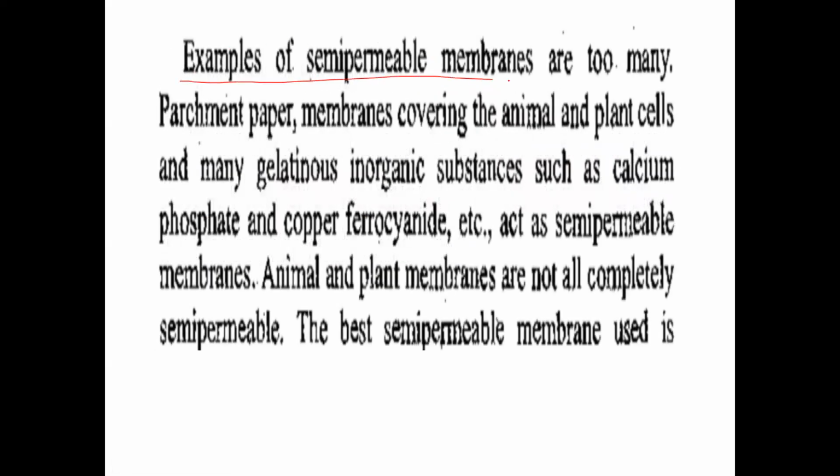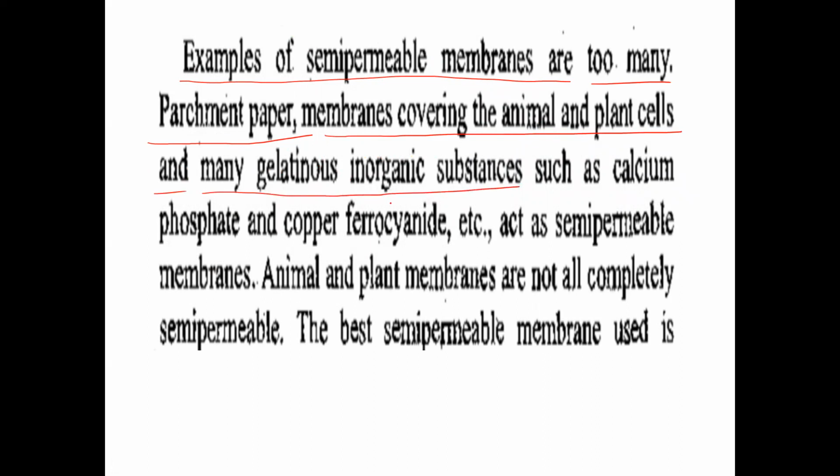There are many examples of semi-permeable membranes; natural ones are available, and artificial ones also. The parchment paper, the parchment filter paper. Next, membranes covering animal and plant cells. Each animal cell and plant cell is covered by a membrane. That membrane acts as a semi-permeable membrane.